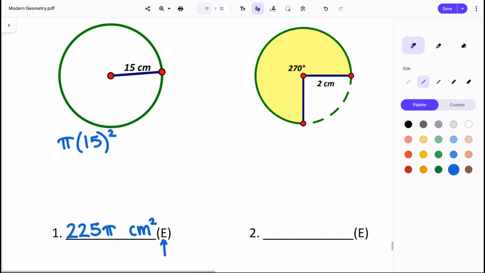Now the second one is not a full circle anymore. Do you see how some of it's kind of shaded in on my screen? Yours is maybe a little bit harder to see just because yours isn't in color. But they only want me to find the area of this shaded region. So what do I need to do here?